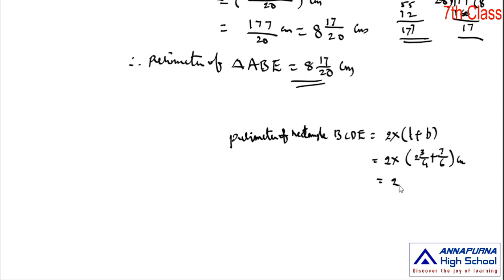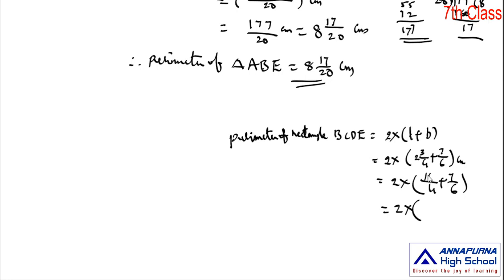So convert the mixed fraction into an improper fraction. 4 2s are 8 plus 3, 11 by 4 plus 7 by 6. These two are unlike fractions. Convert them into like fractions. Here only two fractions are there. By cross multiplication, we can convert into like fractions. So multiply 11 and 4 by 6 and multiply 7 and 6 by 4.